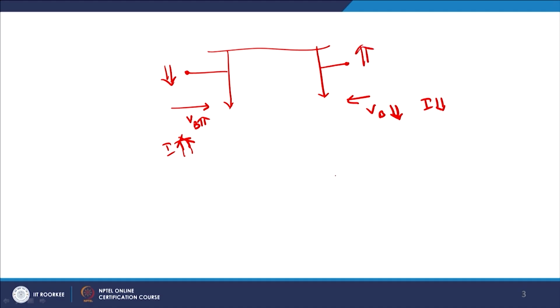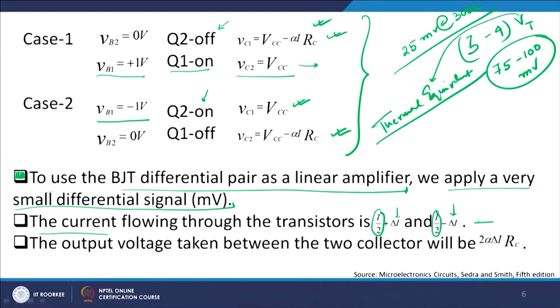So, if I make my base voltage a differential base voltage, the current will also be differential in both the arms, and therefore the voltage will also be differential in both the arms. That is what I am trying to say in the second statement: plus delta I and minus delta I.